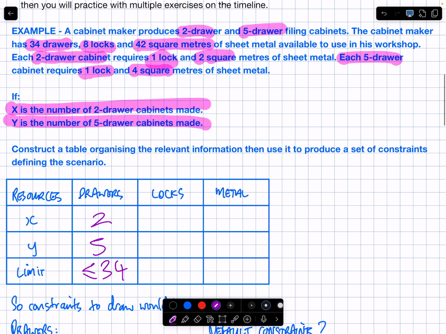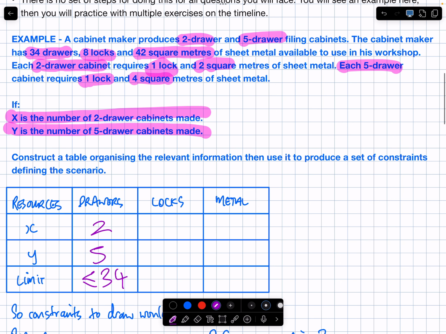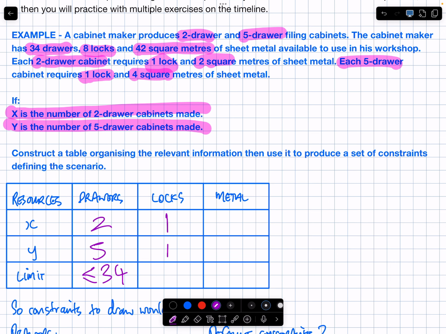Let's look at locks. How many locks does the 2-drawer cabinet require? 1. How many locks does a 5-drawer cabinet require? Look at the information. 1. What's the limit on locks? How many locks does he have in stock? We've dealt with the 34 drawers. 8 locks. If I have 8 locks to draw from, can I use greater than or equal to 8, or less than or equal to 8?